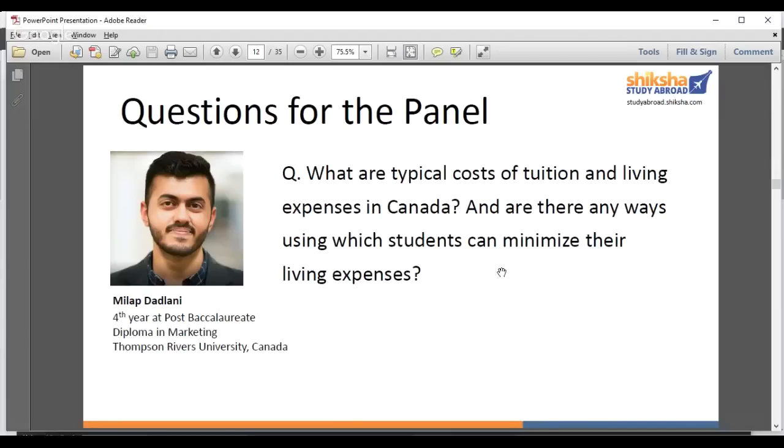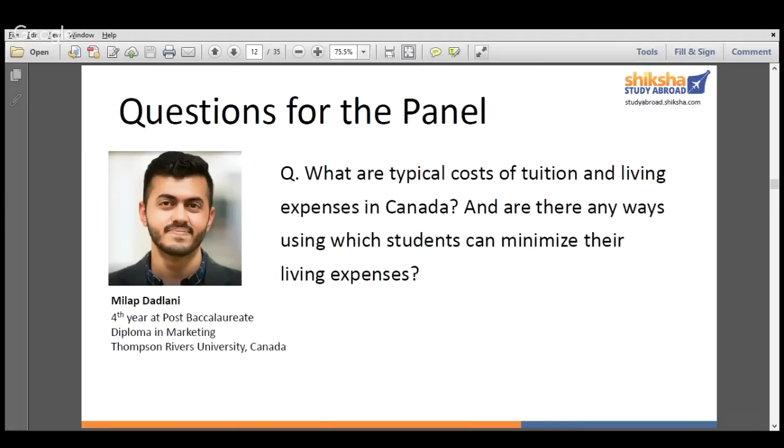And also, please touch upon the fact that different students, typically from India, want to minimize the costs. And are there any ways that you can recommend, or people use that you know of, to kind of reduce their living expenses? Yeah, so just to touch upon that, typical cost, as Ikra also mentioned, it keeps varying around.